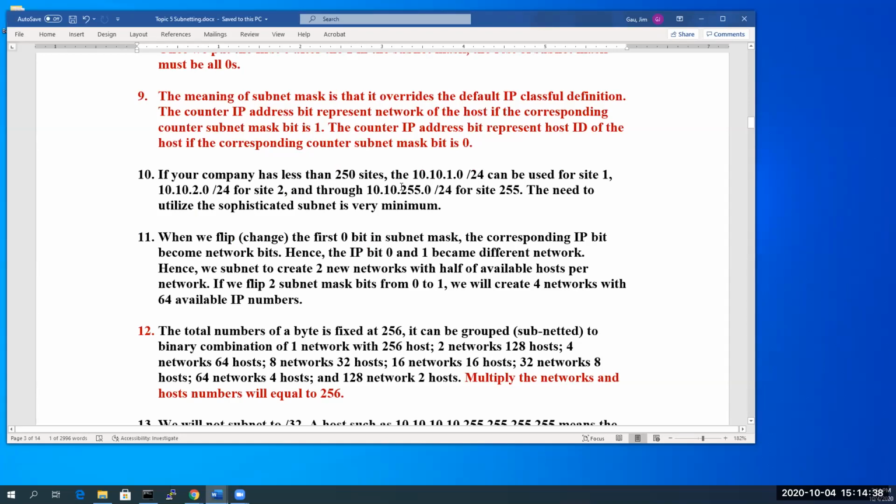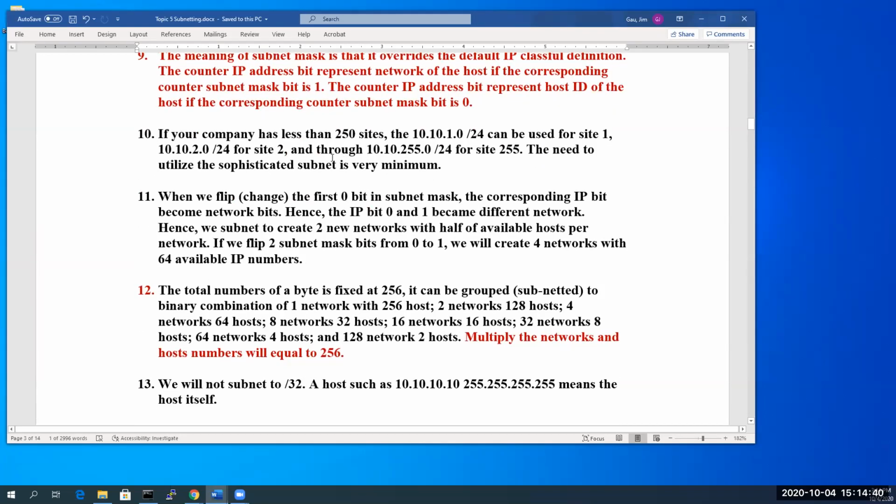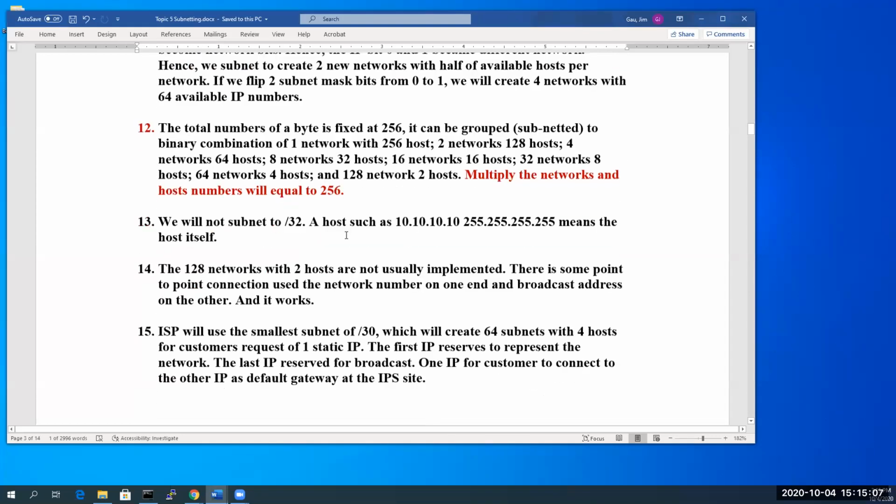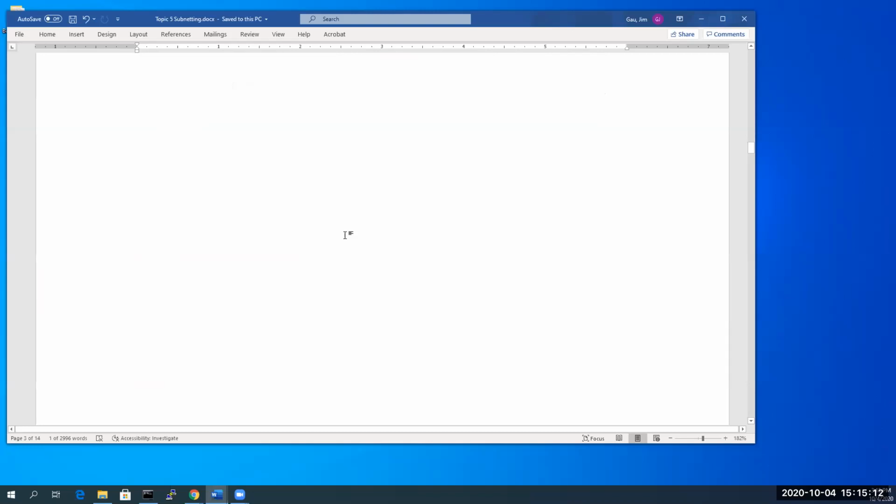So if your company, this is one we already discussed, it's very important that you know how to apply the network in a logical way that you can carry it out. That's the most important thing, number 10. When we flip or change the first bit of the subnet mask, then the corresponding IP bit will become a network bit. Therefore, the IP bit 0 and 1 become different networks. We will have to look at the example now.